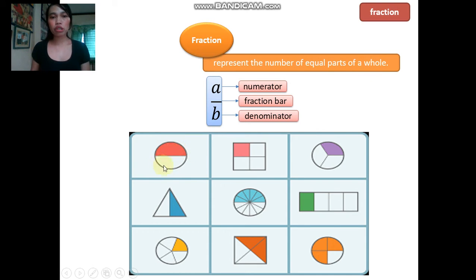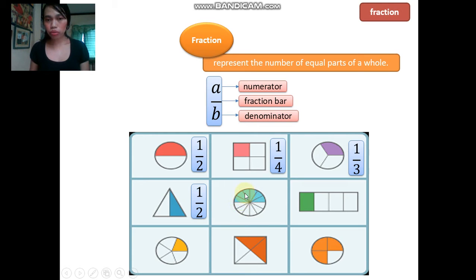So this one circle is the whole, and it is divided into two equal parts. The shaded is only one, and the whole division is two, so it's 1/2. You have 1 as your shaded, and you have 4 divisions, so it's 1/4. 1 shaded, and there are 3 divisions, so that is 1/3. This is the same with this. It's 2 divisions, and the shaded is 1. So you have 1/2.